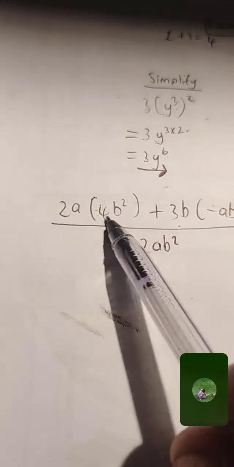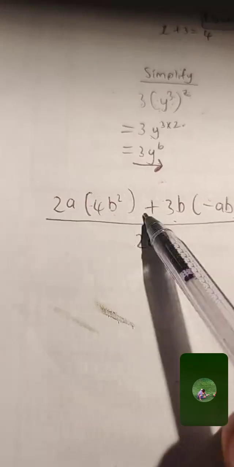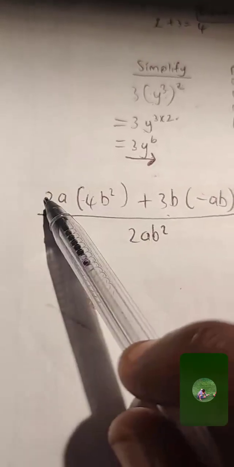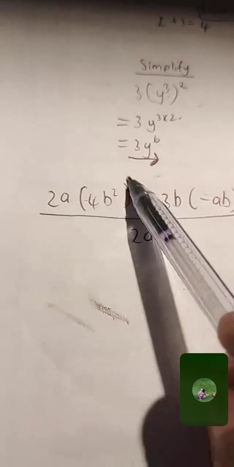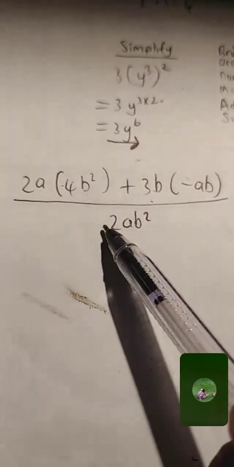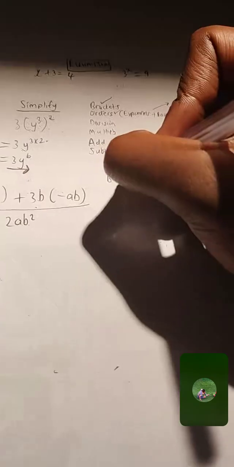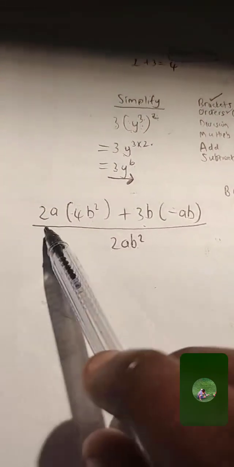So you have 1, the 2a and the 4b squared together make 1 term, because brackets mean multiply, and multiply combines terms. The 3b and the negative ab in brackets, that's your second term. It's all over 2ab squared. So what you are going to do is apply BODMAS at the top and make sure you apply it well.